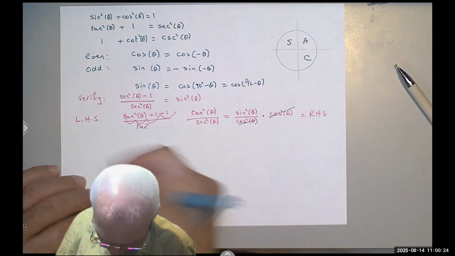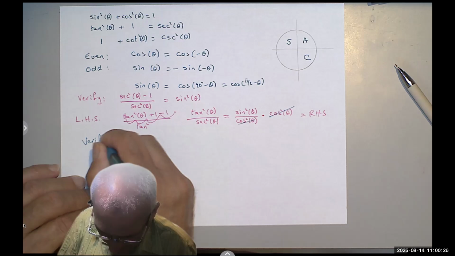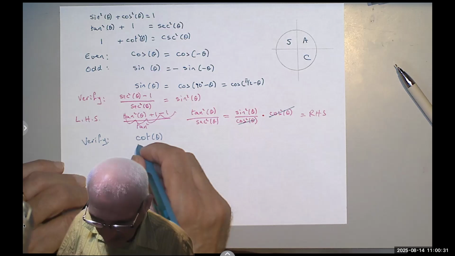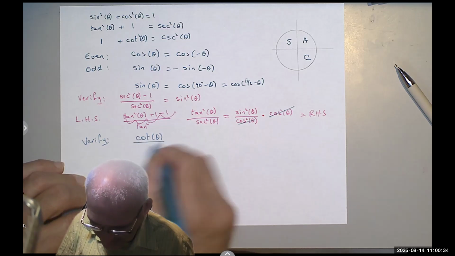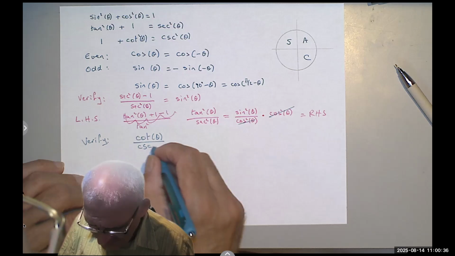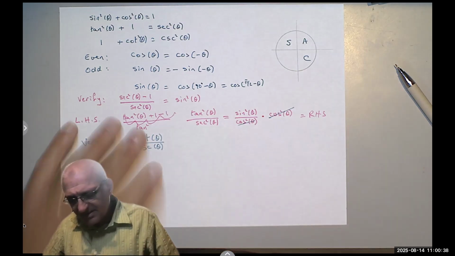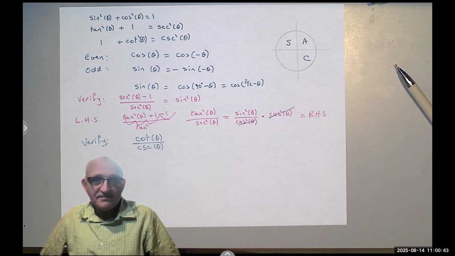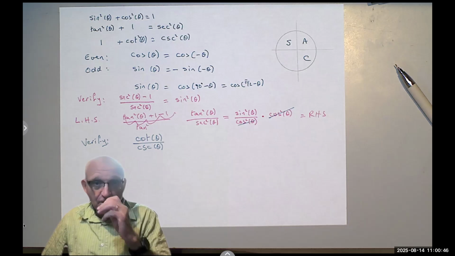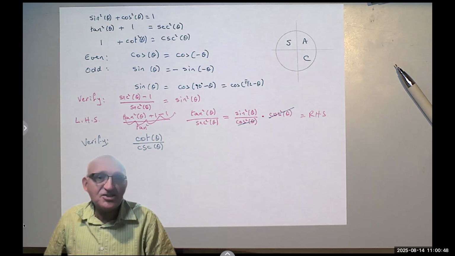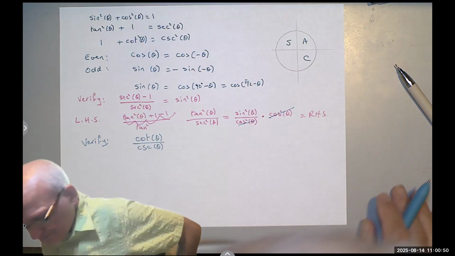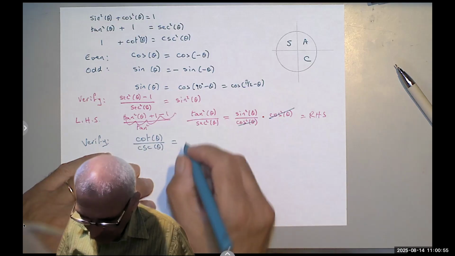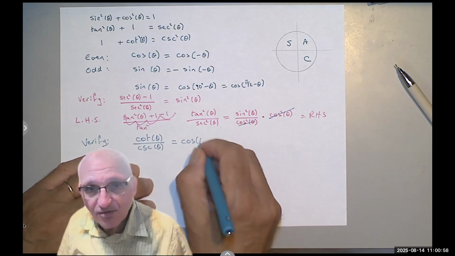Verify that cotan theta over cosecant theta... In fact, instead of saying verify that, I would say stop the video and find what that is. Do it on your own and come back and check because I'm going to continue now. We want to verify that this is cosine of theta.